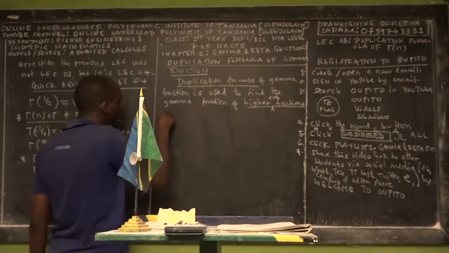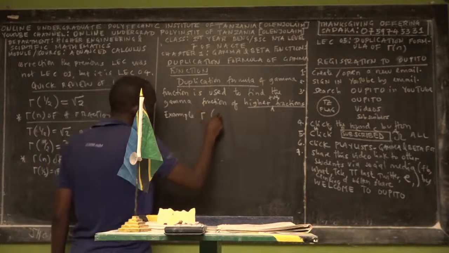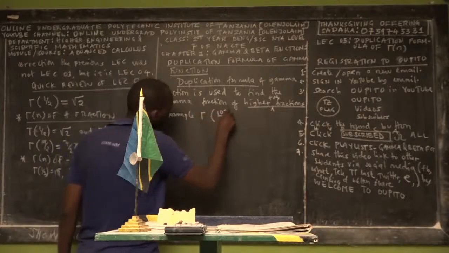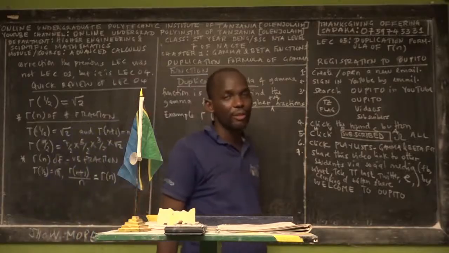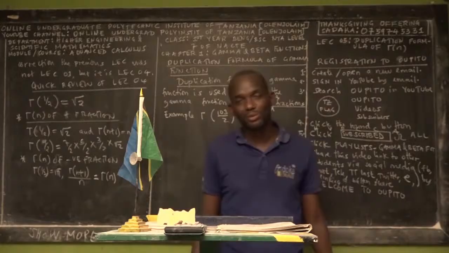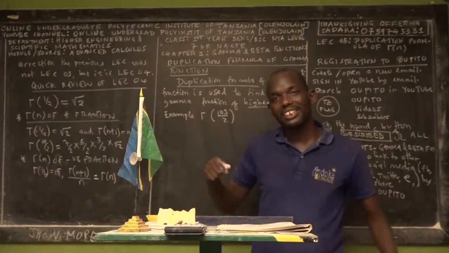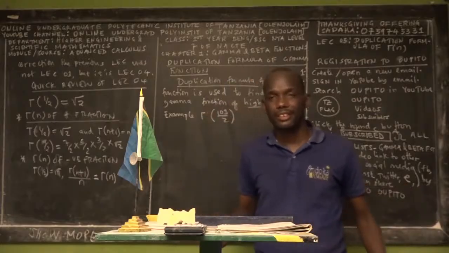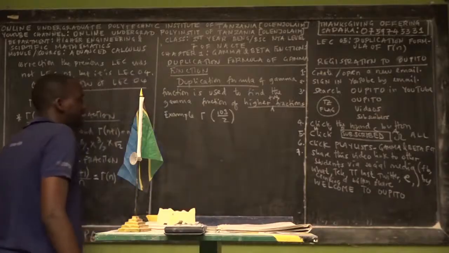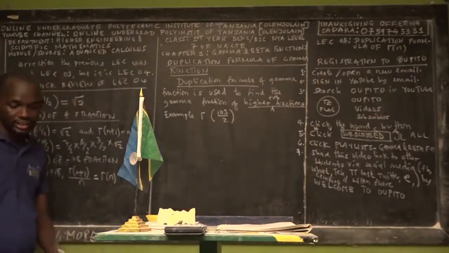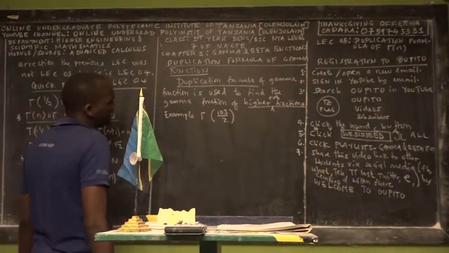For example, when we are finding gamma of 103/2, we'll be doing multiplications of 101/2 times 99/2 times 97/2. So it's a long series. So to summarize, we can use just the duplication formula to find the gamma of that higher fraction.